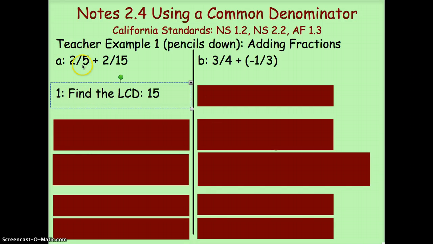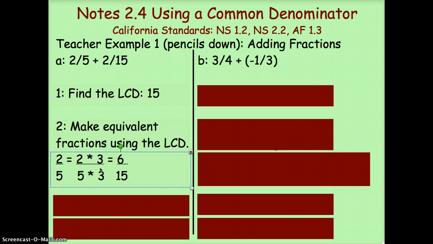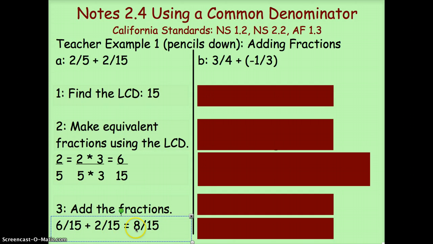So I have 2/5. And I need to think about what do I multiply 5 by to get to 15? And of course that would be 3. So I need to multiply my numerator by the same thing. And 2 times 3 is 6. So now I have 6 over 15. And I simply add my numerators, 6 plus 2, and I end up with 8/15. That cannot be simplified, so that is my final answer.